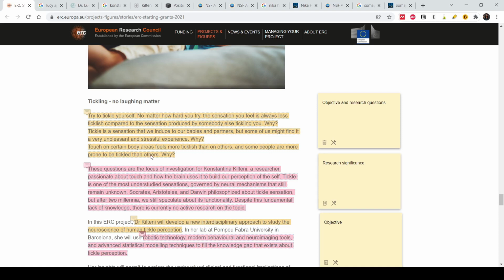These are some of the things you would like to know: why is it that some people enjoy tickling and others don't? Why is it that some parts of our bodies are ticklish and others aren't? So this is basically the objective and the research question.